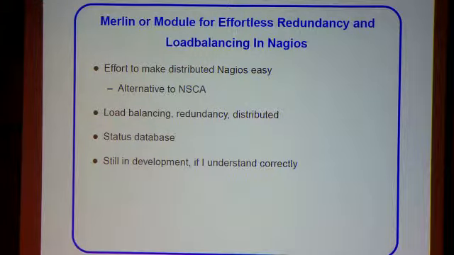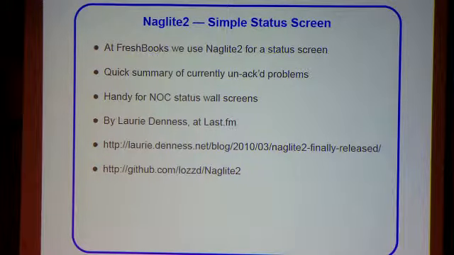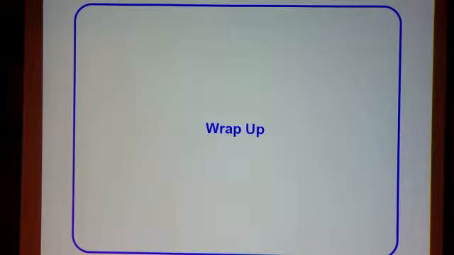There's a bunch of people writing other things for add-ons. Merlin and Ninja, they were started a couple years ago. I don't know if they've made much progress, but there were just different interfaces and different mechanisms that were handy to see. You might want to have a look at those. Status screen, there's a thing called Naglite 2, which essentially aggregates various multiple Nagios servers and gives you an overview screen, you know, green, red, things like that. And I also mentioned Thruk. Thruk's pretty cool. Which I like.